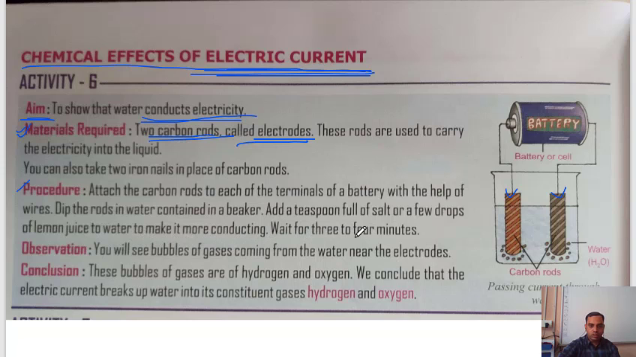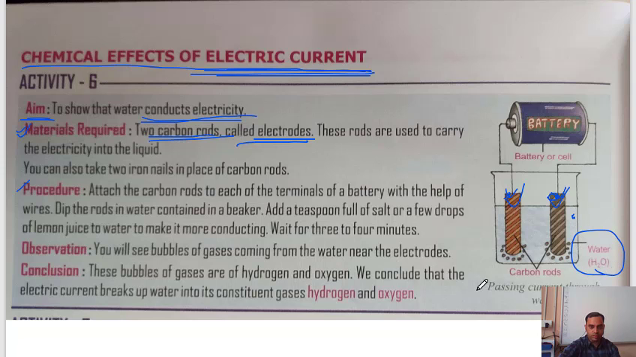Wait for 3 to 4 minutes. So here you need to attach wires over here and dip the conducting material into the medium. Now, here what you are going to observe: you will see bubbles of gases coming from the water near the electrode. So this is a battery. It is connected with the two rods, maybe iron rod or carbon rod. Here you can see the bubbles are forming after a specific period of time, maybe 2 or 3 minutes. This is the water.